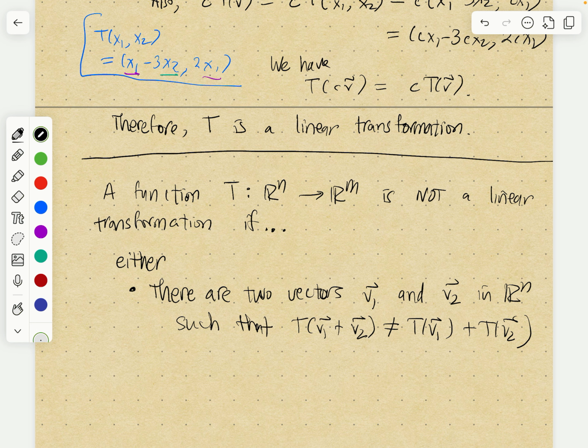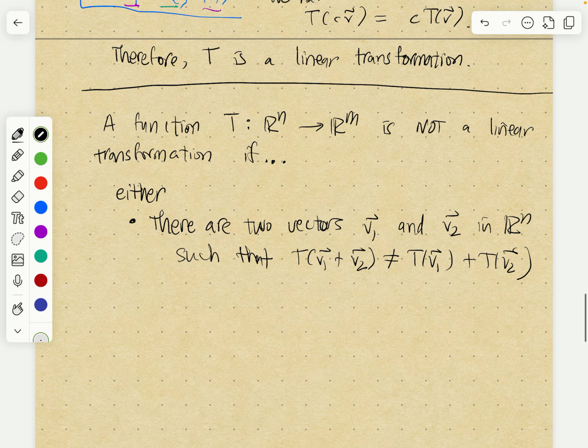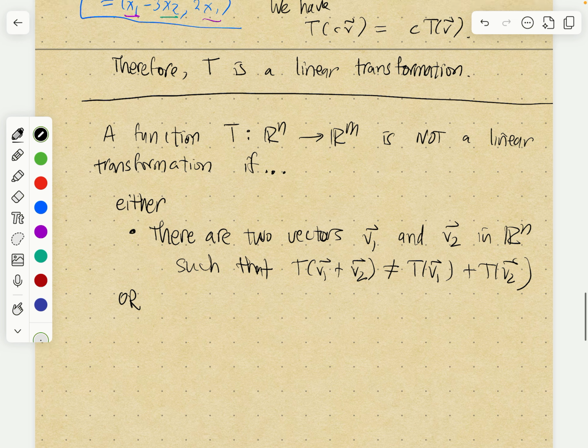But remember, to not be a linear transformation, it's either the first or the second. So you either need that there are two vectors v1 and v2 such that T of v1 plus v2 is not T of v1 plus T of v2, or, excuse me, or the second condition is not satisfied.